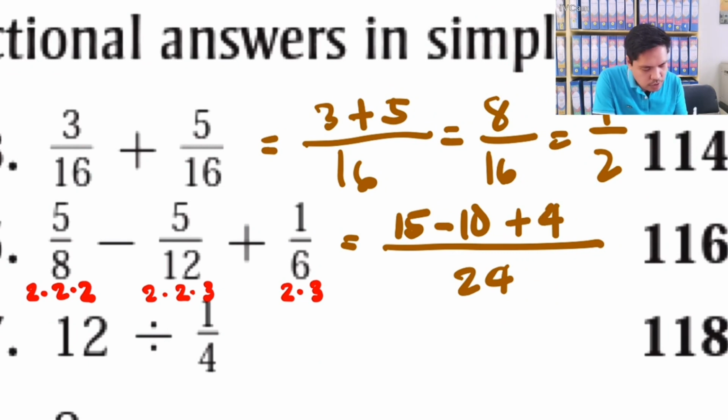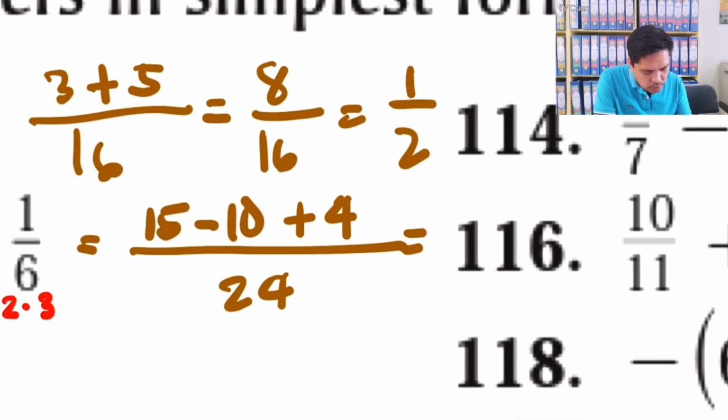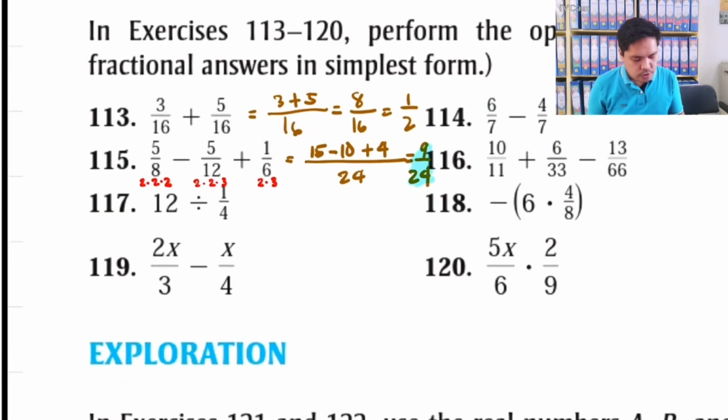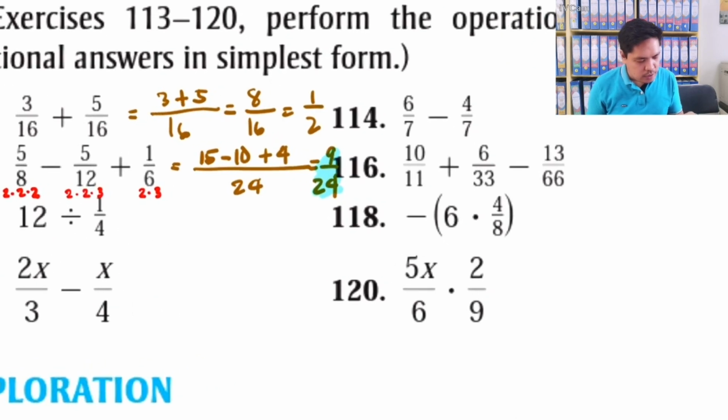Then it's simple arithmetic: 15 minus 10 is 5, plus 4 is 9. So that's 9 over 24. That's the answer. So what else? I think the rest is quite easy.